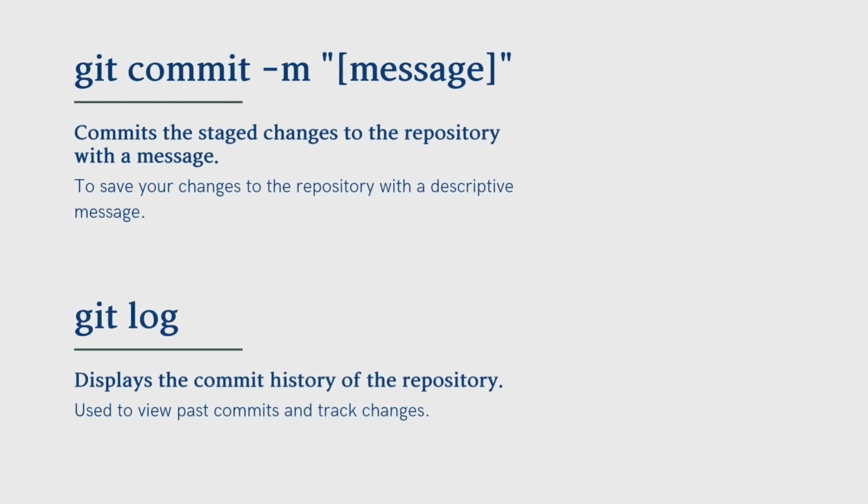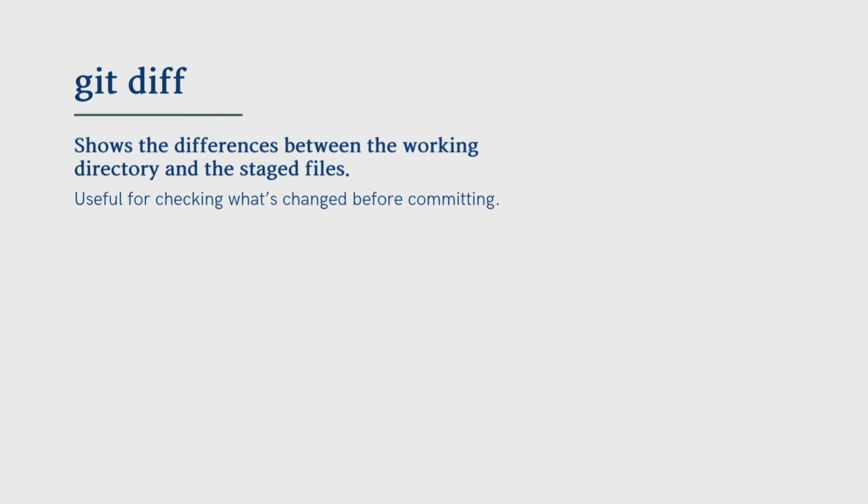Git commit. This command basically commits the staged changes to the repository with a provided message, and is used to save your changes to the repository with a descriptive message. Git log. This command basically displays the commit history of the repository, and is used to view past commits and track changes.